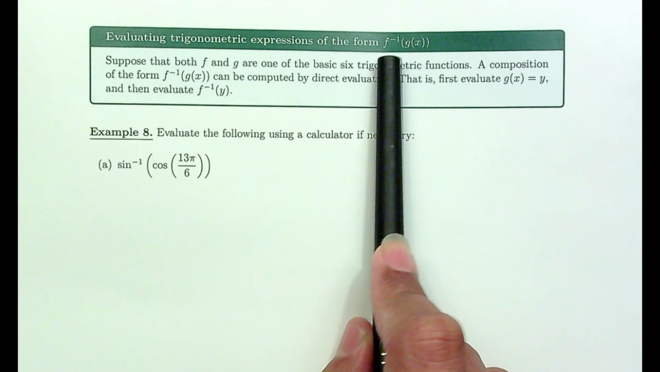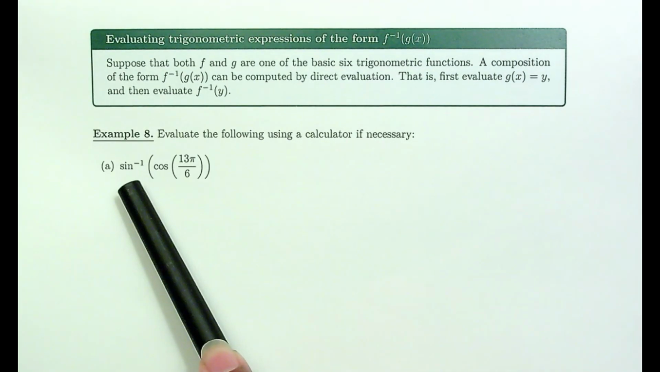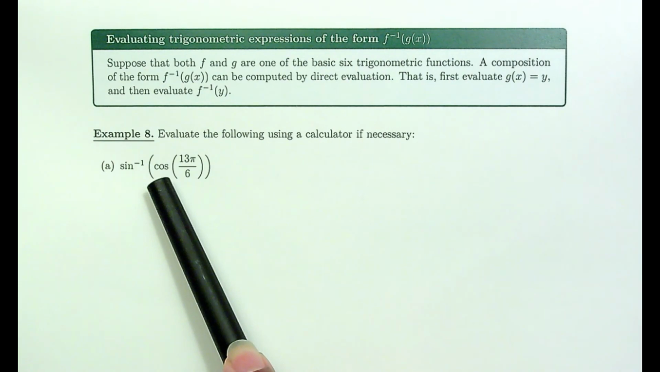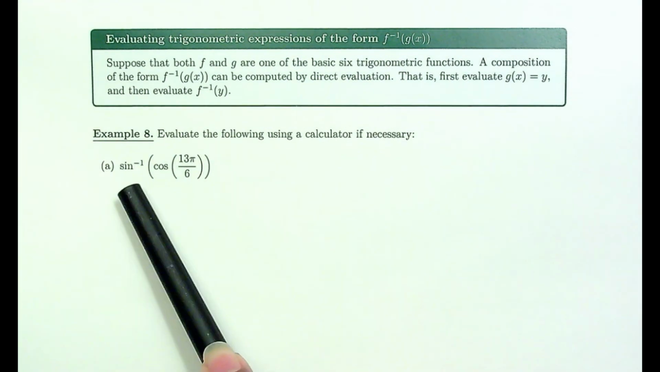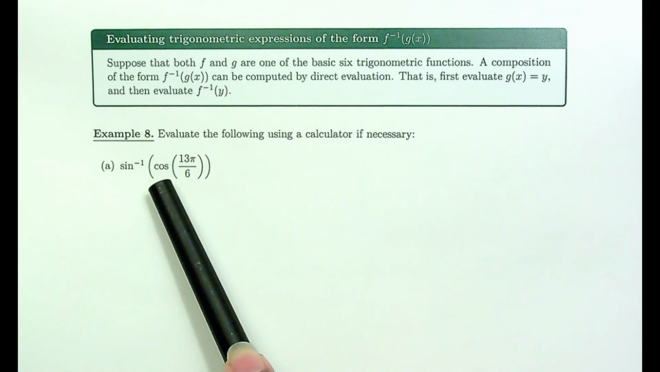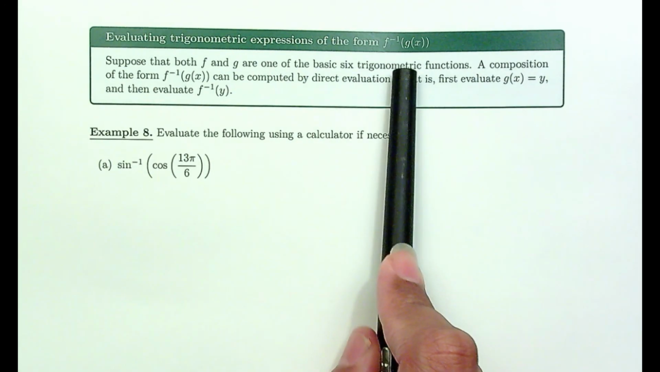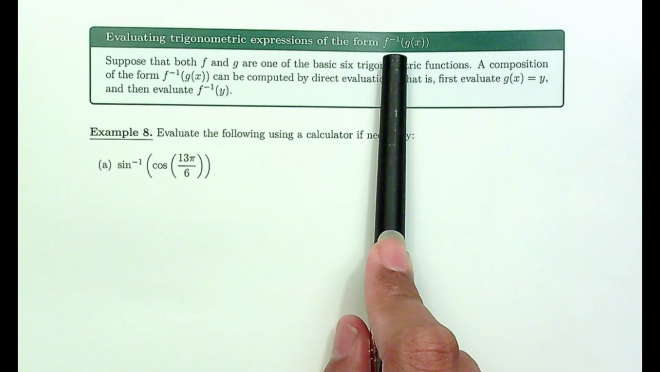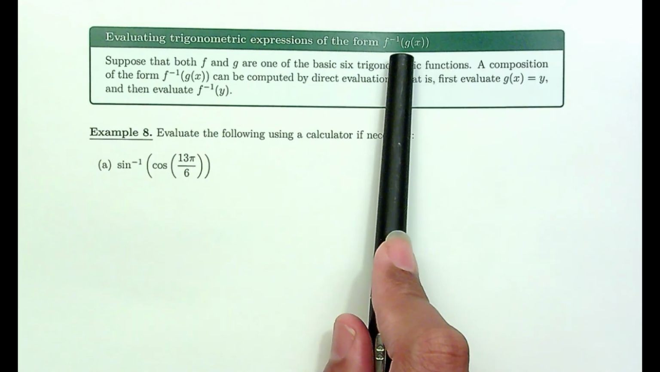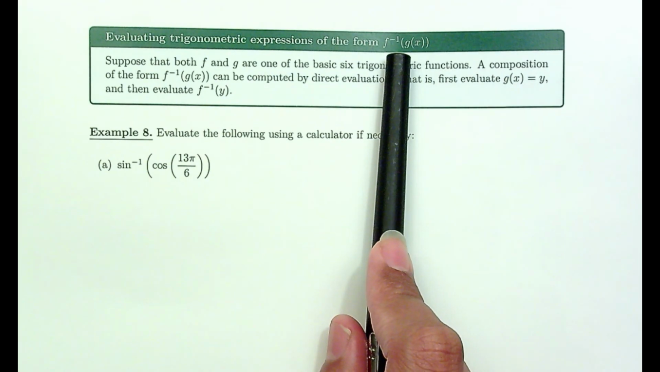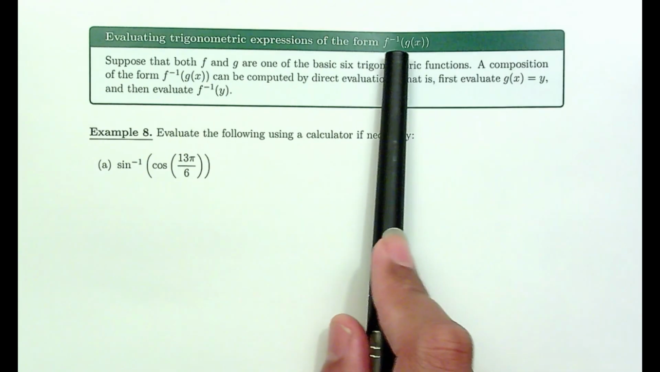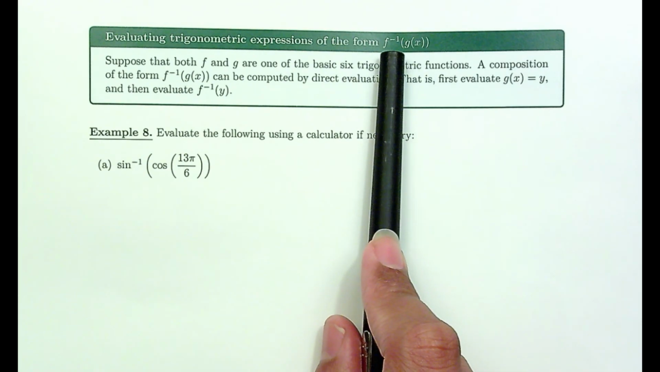So for example, you could have sine inverse composed with cosine. Or you could have cosine outside and the inverse sine inside. Okay, so for this example, number 8, we're going to first treat the case where the inverse function is outside. This is the easy case. The more interesting case and more convoluted is the case where the inverse function is inside. So we're going to devote more examples to that case.